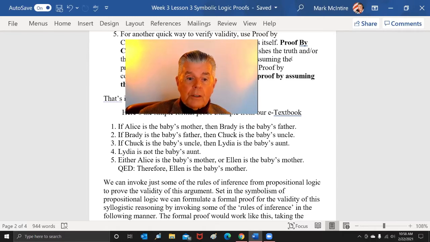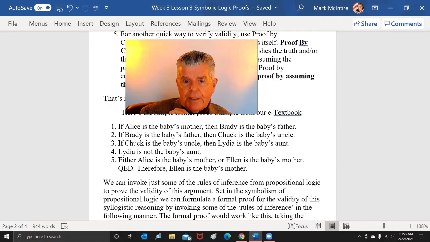Oh, but Lydia is not the baby's aunt. Oh dear, oh my. So either Alice is the baby's mother or Ellen is the baby's mother. Therefore, Ellen is the baby's mother.